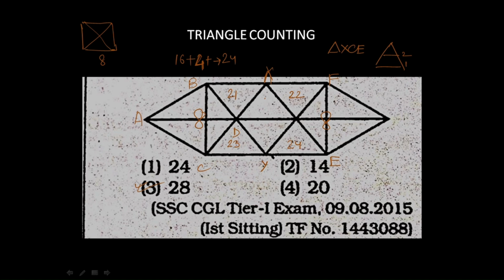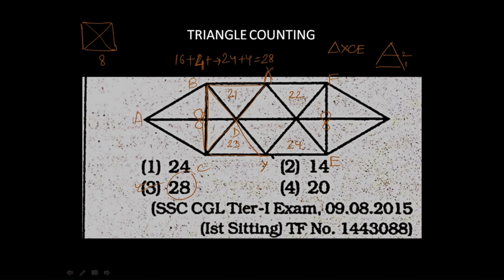Is there any other triangle? Yes. Where is it? Look at this carefully. On this side there is a 1, right? On the opposite side there will be another 1. Similarly on the other side there will be 2 more, so it will be 4. So it is 28. 28 triangles are there.